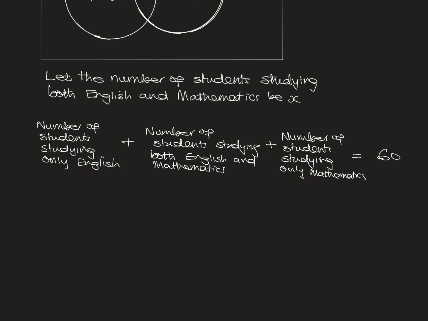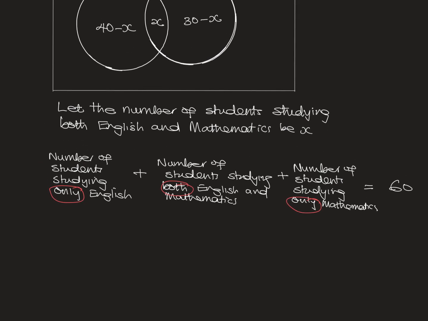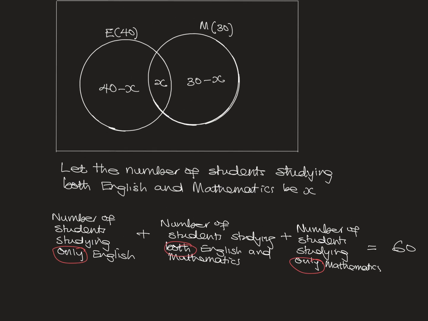The number of students studying only English, be careful of the word, plus the number of students studying both English and mathematics, plus the number of students studying only mathematics must be equal to 60. So if that is the case, what can we do? What is the number of students studying only English?